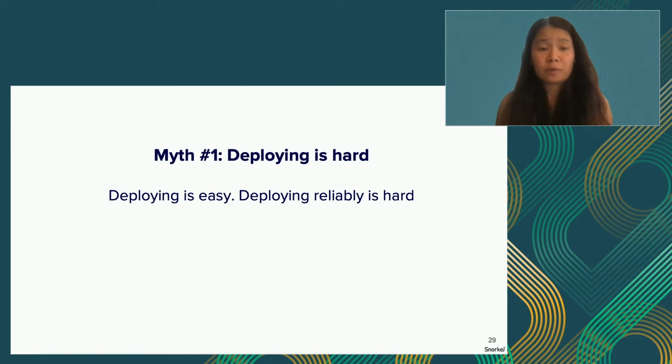However, deploying it reliably is hard. If you want to deploy it so that it can serve thousands of requests a second, it's hard. If you deploy it so that if something goes wrong, you can quickly figure it out, it's hard. Keeping it up all the time is hard. So deploying models is only hard if you want to do it reliably and at scale.